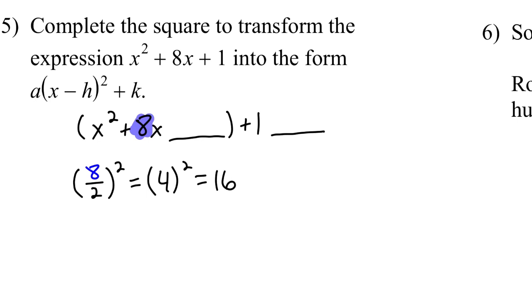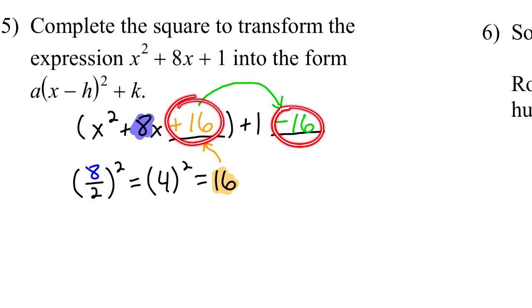Now, what we do is we take that 16, and we plug it right in there. It's always a positive 16. And now, we've added 16 to this expression, but we don't want to change the value of the expression. We want the value to remain the same, which means we need to balance by subtracting 16. That way, these two make a 0 together, and we have not changed the value of the expression.